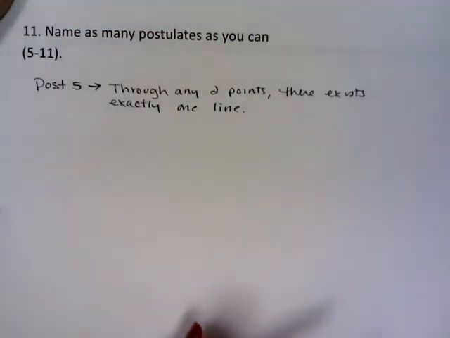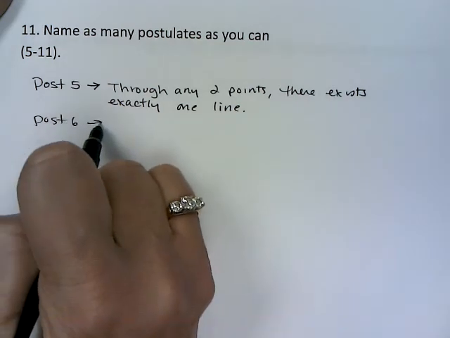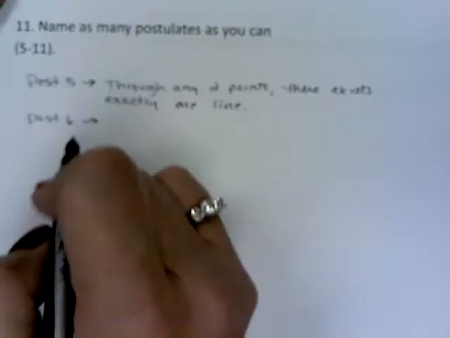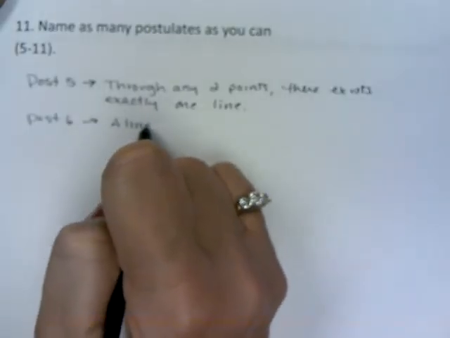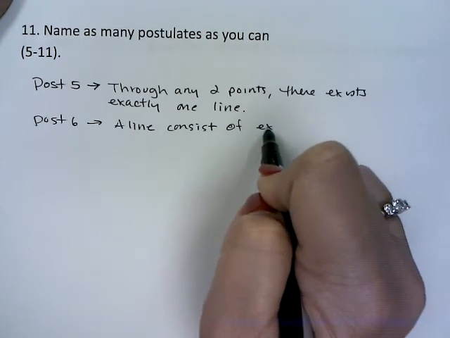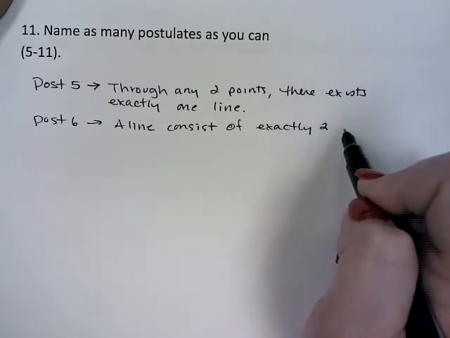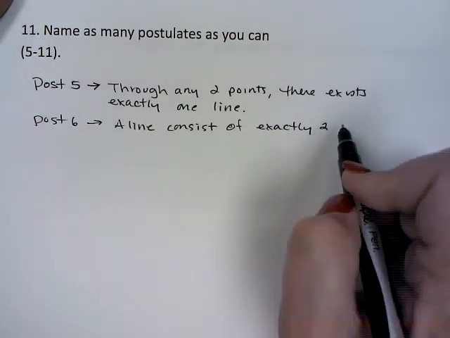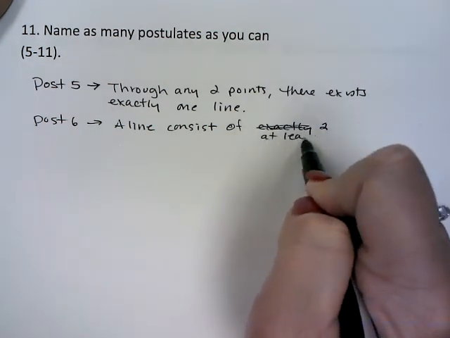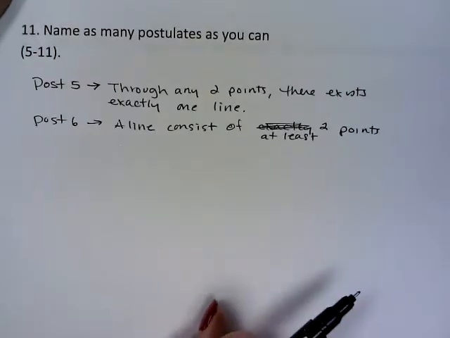That just means I put 2 points, I can now create a line. Postulate 6 is basically the same thing, but now it's saying if I have a line, it consists of the minimum of 2 points. It has more, but 2 points had to create it. A line consists of at least 2 points.